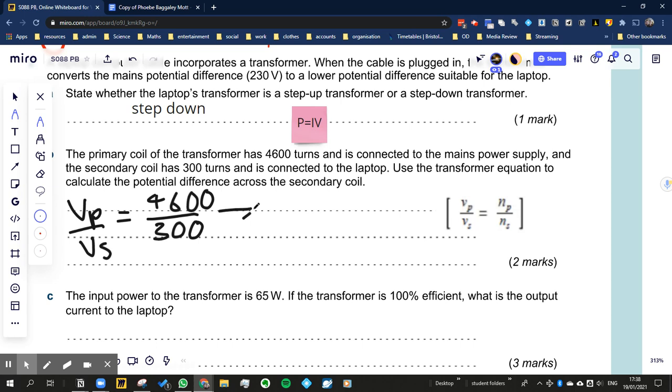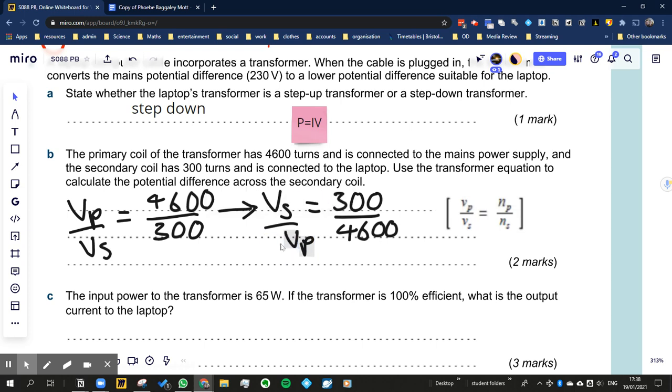We can flip this using the algebraic trick I did a moment ago. So VS over VP is equal to, flipping the right-hand side, 300 over 4,600. Then we can multiply both sides by VP, so we can move that up here. So VS is going to be 300 divided by 4,600 multiplied by VP, which is 230. Okay?